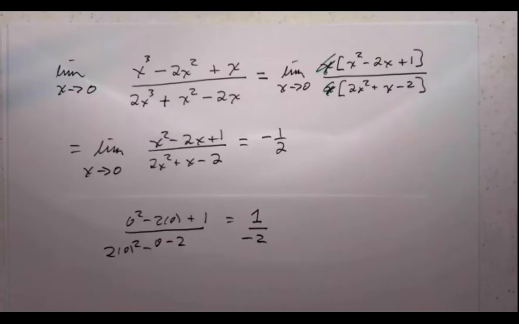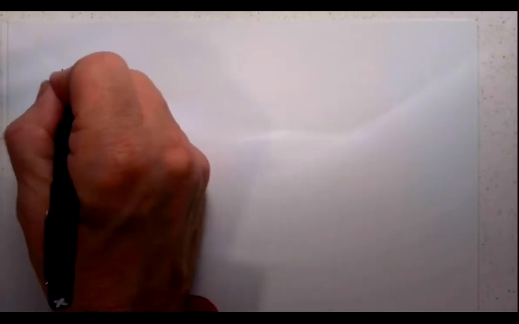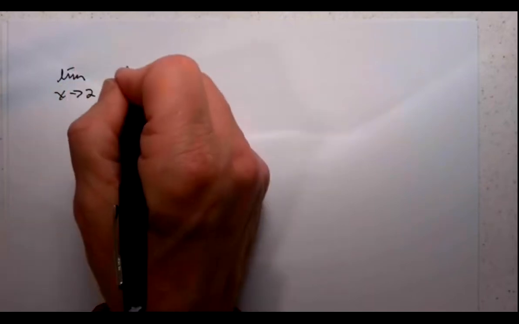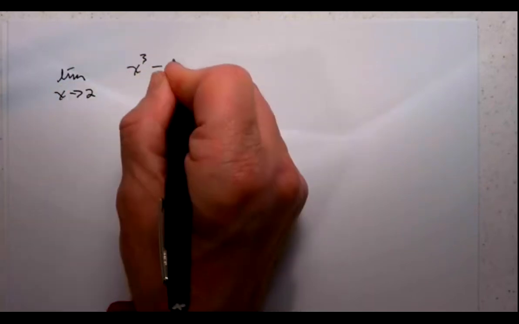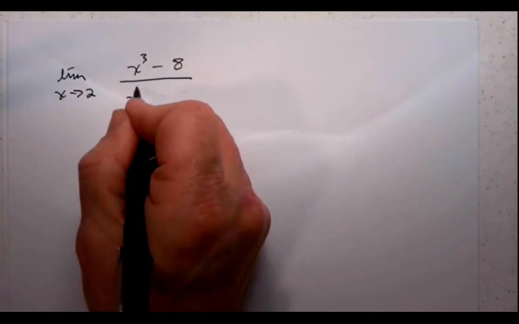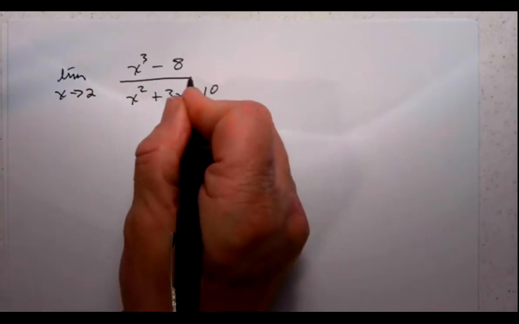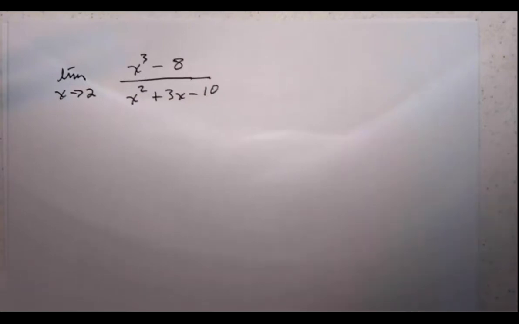All right. Next question, which I think some version of this has been done in most calculus classes. The limit as x approaches 2 of x cubed minus 8 over x squared plus 3x minus 10. So our first strategy is to plug it in to see if we have an answer.